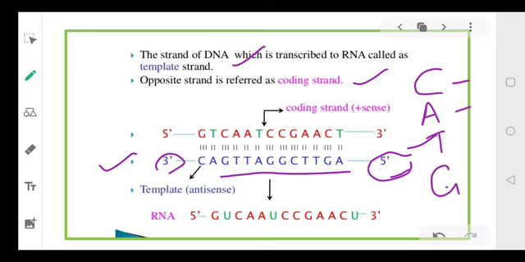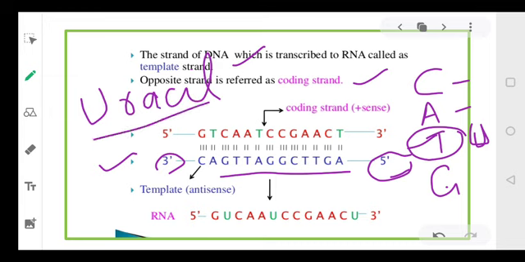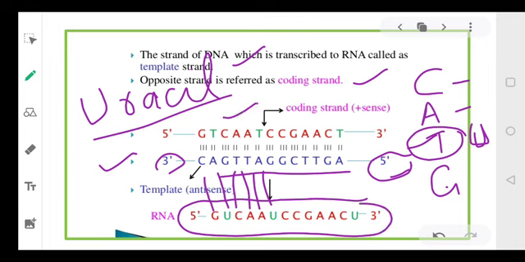Now in case of mRNA, instead of T we will have uracil. We will not have thymine, we will have uracil. Clear? So against C we have G, against A we have U, against G we have C, against T we have A, and again U. In this manner, the opposite bases will be added. Now if you compare this sequence with the coding strand from 5 prime, it is exactly the same, with only one difference: instead of thymine we have uracil. So in RNA we do not have thymine, we have only uracil.